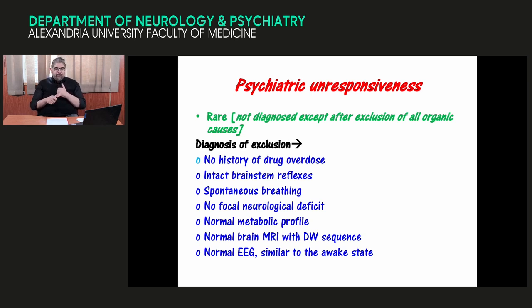No history of drug overdose, intact brainstem reflexes, spontaneous breathing, no focal neurological deficits, normal metabolic profile, normal brain MRI with diffusion weighted sequence. Simply, this diffusion weighted sequence is a specific sequence of MRI, a specific image that can detect ischemia and other structural damages very early, as early as 1 hour after its onset, and it is actually one of the fast ways to diagnose brain ischemia, ischemic stroke, and other neurological entities. And of course, normal EEG, similar to the awake state.